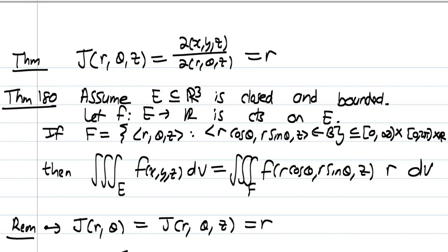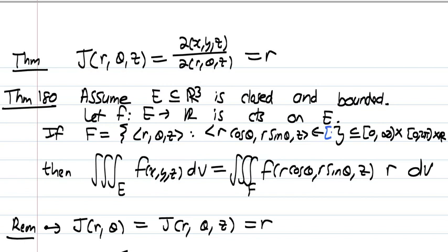So that is the Jacobian going from rectangular coordinates to cylindrical coordinates. And now we can formulate a version of the transformation theorem. So assume E is a subset of R3 and it's closed and bounded. And let f be a map from E to R which is continuous on E. And then we define F to be the image of set E under this transformation, i.e. F will be all the cylindrical coordinates of all of the points in set E.